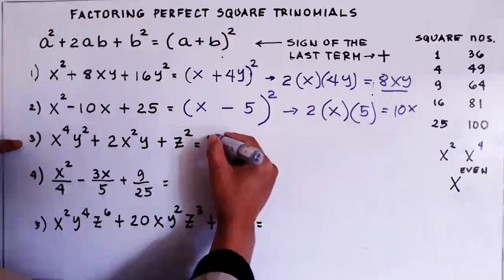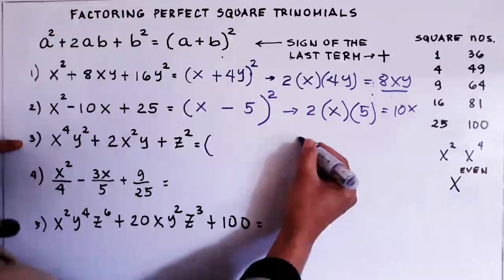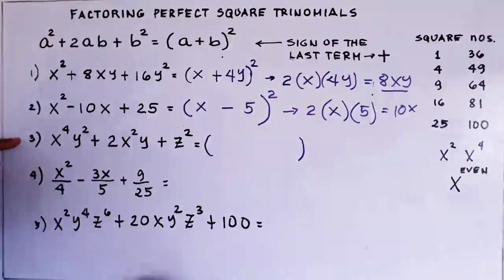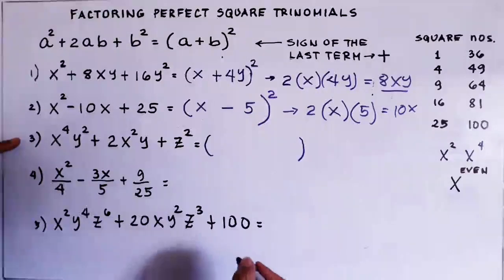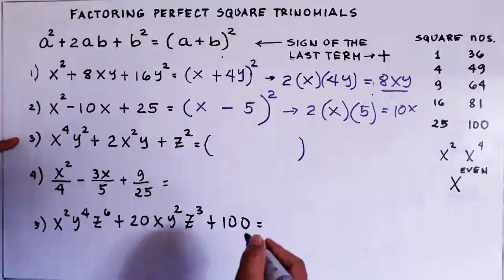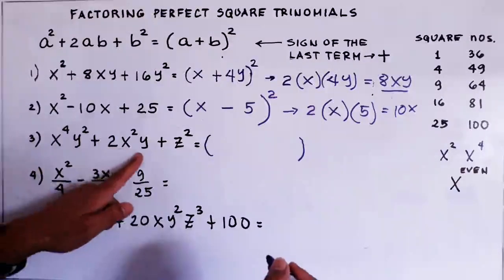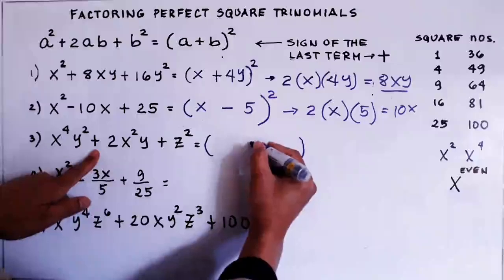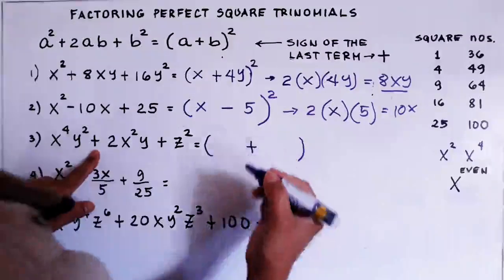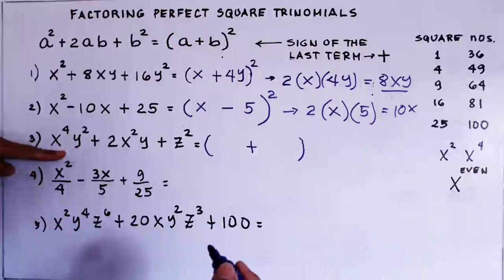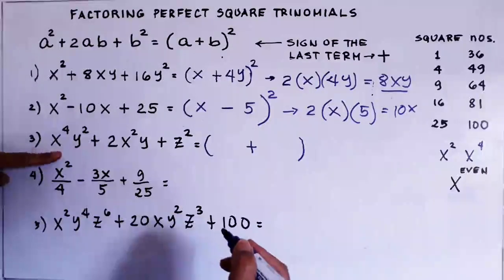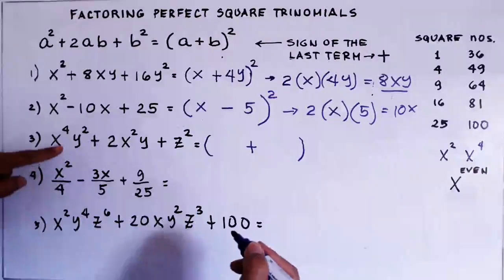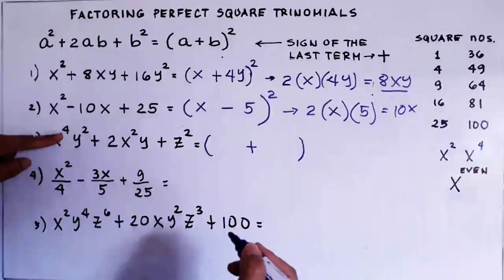Okay, number 3. Alright, put this one after the parenthesis. We write the sign. So where do we get the sign? It's the sign of the middle term. What's the sign of the middle term? It's positive. So we put the positive here. We take the square root of these variables. They are perfect squares because they have even exponents, 4 and 2.